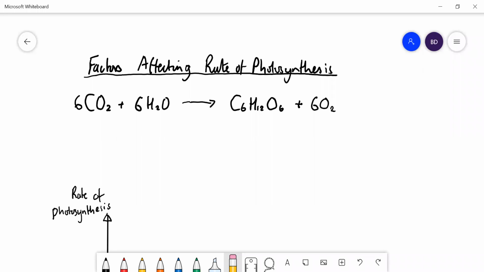Okay, so we're going to look at the factors affecting the rate of photosynthesis. Obviously we need light energy for this reaction to happen. So we have carbon dioxide and water makes glucose and oxygen. So what could affect the rate of photosynthesis? Well, obviously the amount of light. No light, you're not going to get any photosynthesis. So light intensity will affect it.